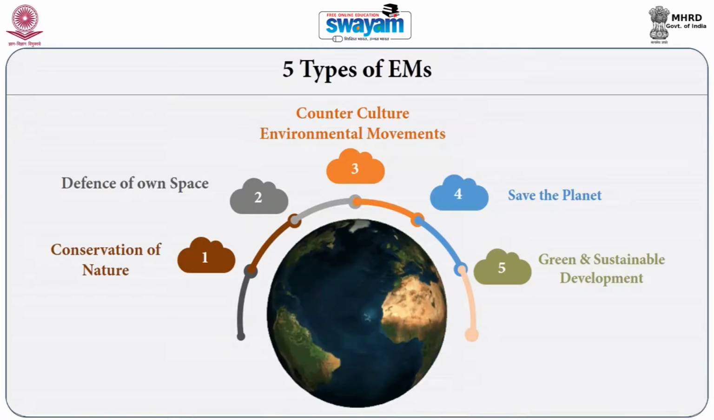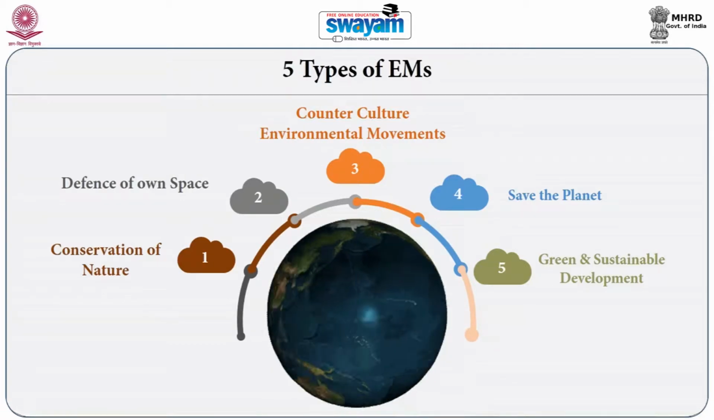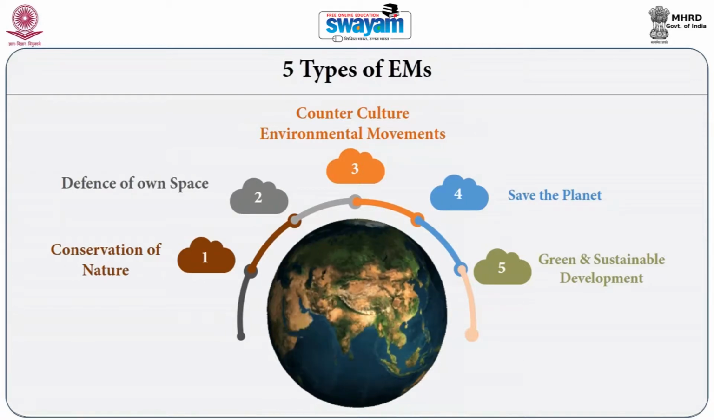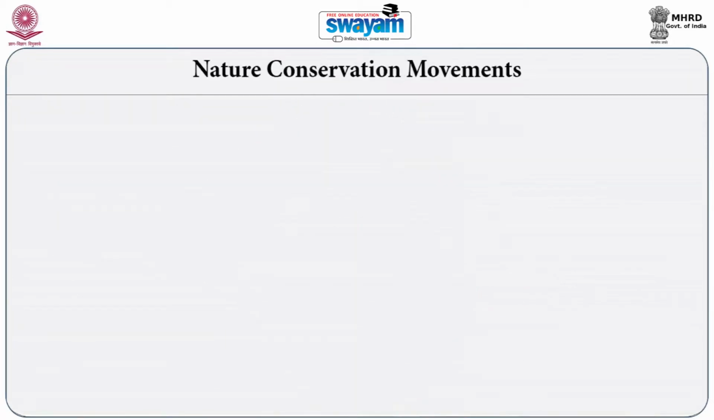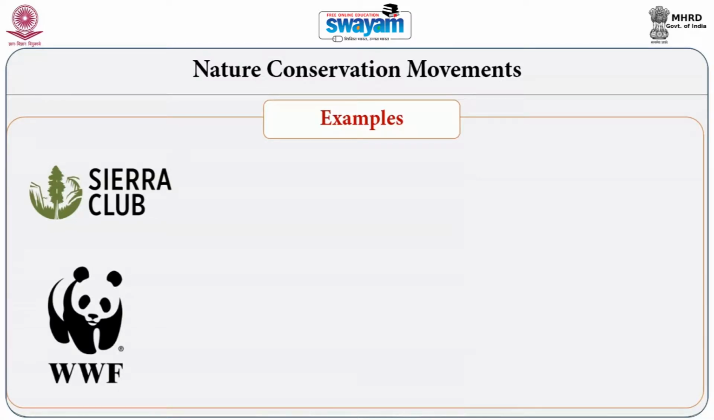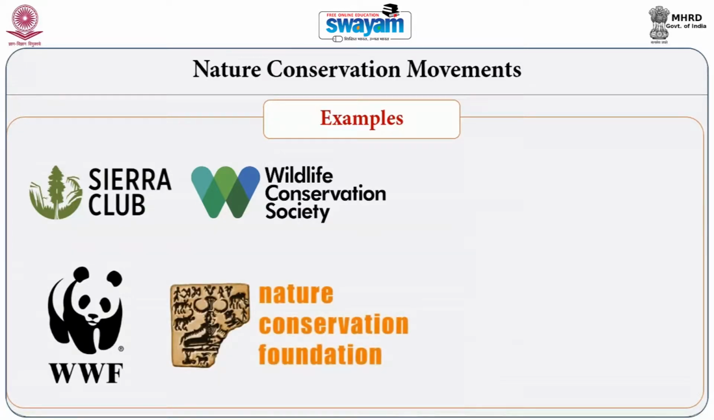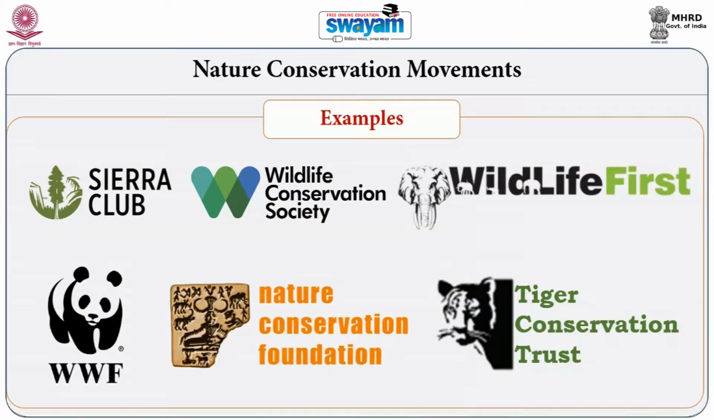So let us see how these 5 different types of environmental movements vary from each other based on their identity, adversary and societal goal. Let's first talk about nature conservation movements. What are the examples of these kinds of movements? There are several examples, like for example the Sierra Club in the United States. In the Indian context, we find examples in the form of the WWF or Worldwide Fund for Nature, Wildlife Conservation Society, Nature Conservation Foundation, Wildlife First, Tiger Conservation Trust.